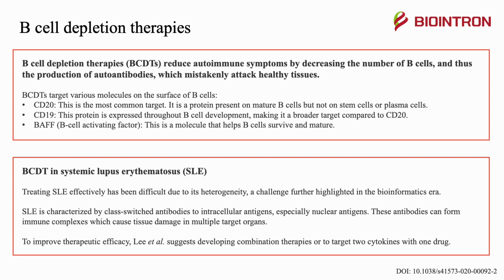One case study example is BCDT in systemic lupus erythematosus. Treating SLE effectively has been difficult due to its heterogeneity, a challenge further highlighted in this bioinformatics era. SLE is characterized by class-switched antibodies to intracellular antigens, especially nuclear antigens. These antibodies can form immune complexes which cause tissue damage in multiple target organs. To improve therapeutic efficacy, Lee et al. suggests developing combination therapies or to target 2 cytokines with one drug.